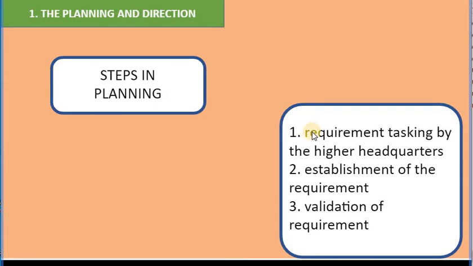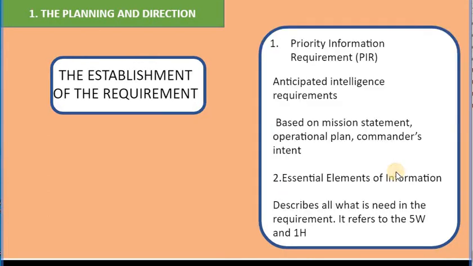Now, we have the steps in planning. What are the steps in planning? First, requirement tasking by the higher headquarters. The higher headquarters will task first. Then, establishment of the requirement. After it is established, there is a validation of the requirement: you confirm what you need. How do you establish the requirement? There is the priority information requirement, or PIR, which anticipates intelligence requirements based on the mission statements, operational plans, and commander's intent.